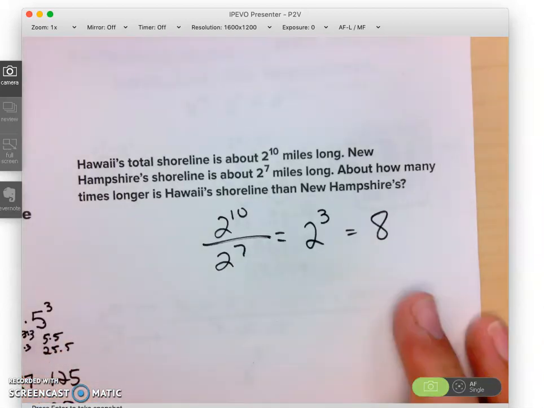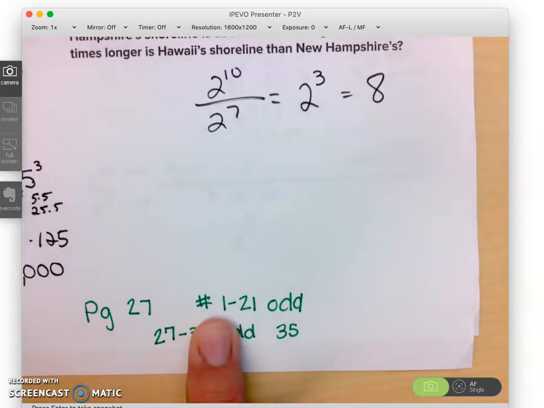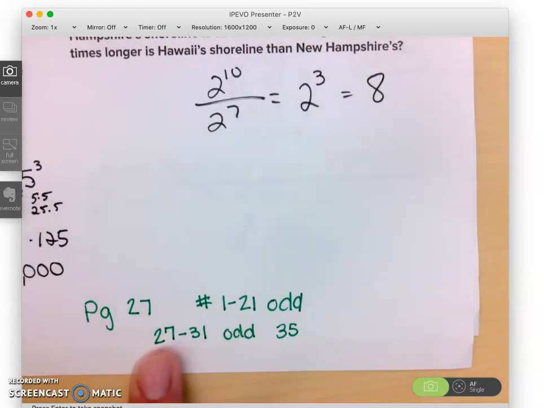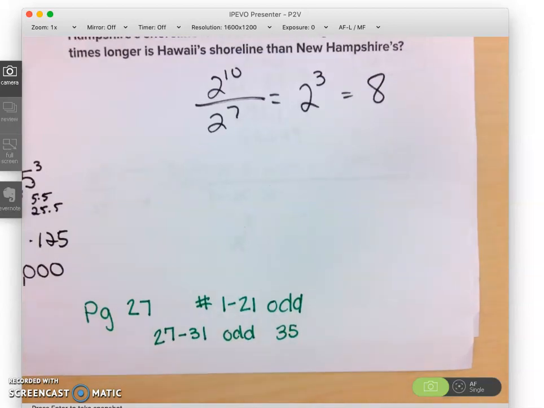All right, your assignment right here is page 27, numbers 1 through 21 odd, 27 through 31 odd, and then 35. Remember to do it on a separate sheet of paper.